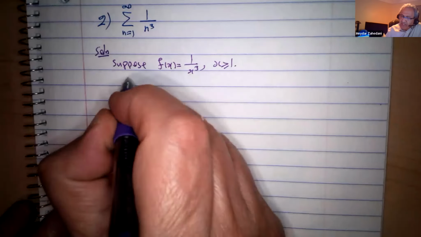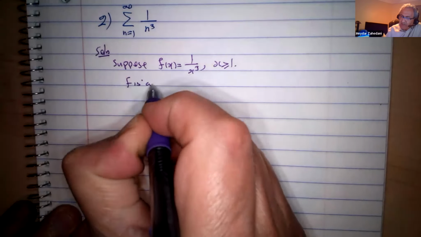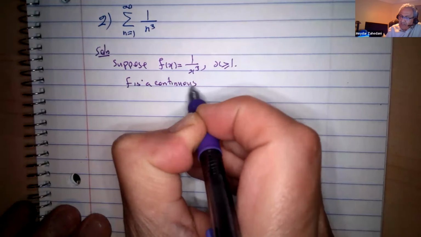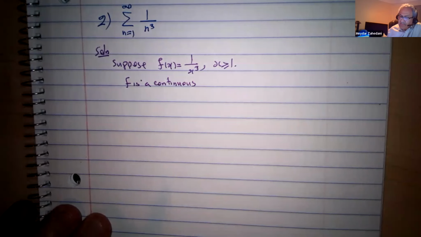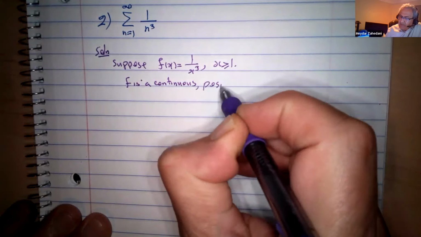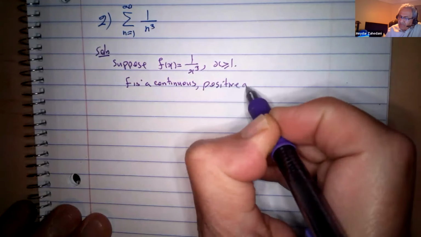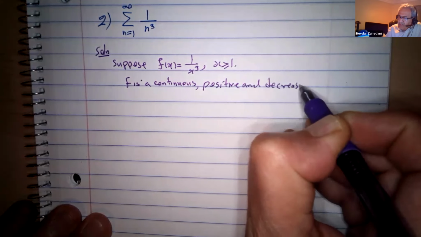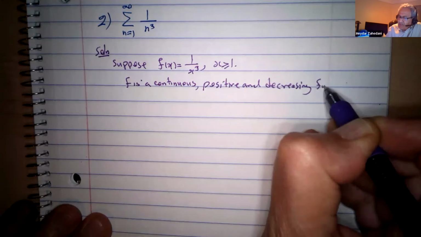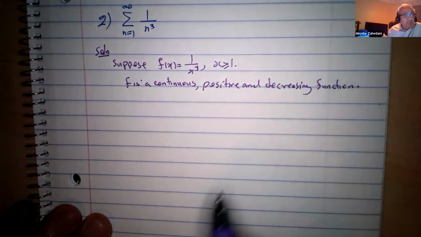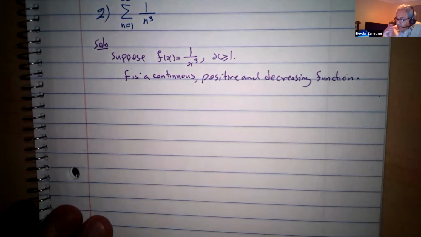Okay, so you say that f is continuous. You have to mention this one if you've been asked to use the integral test on the next test. F is a continuous, positive, and decreasing function, okay? Decreasing function. Okay, this is going to be the case. So you check the improper integral.